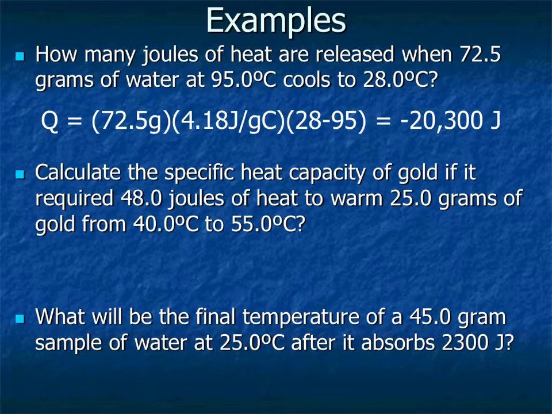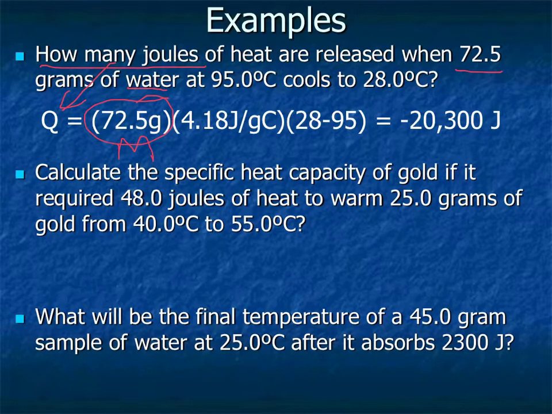So let's look at the first one here. How many joules of heat are released when 72.5 grams of water at 95 degrees C cools to 28 degrees C? We already know we're looking for how many joules, so that is our Q. Then we have 72.5 grams of water, so that's our M.